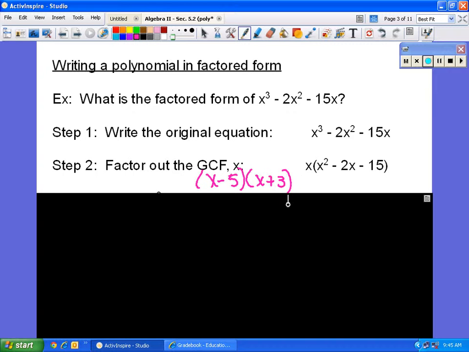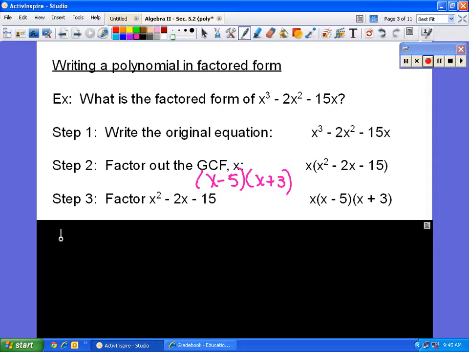Anybody disagree? Alex, do you disagree with Josue? No, you want the same thing? Good, because that's correct. That's the answer, by the way.